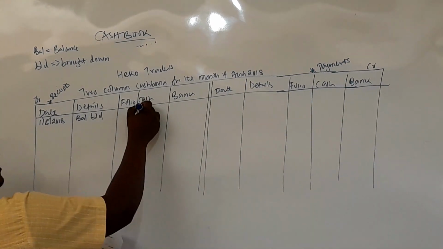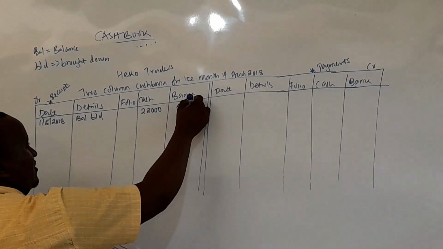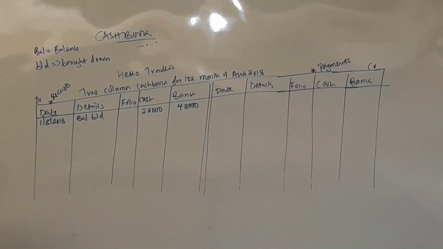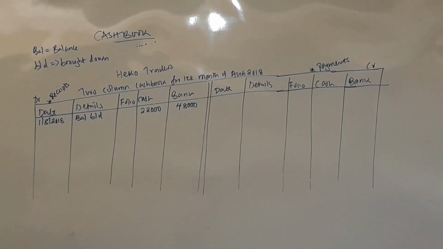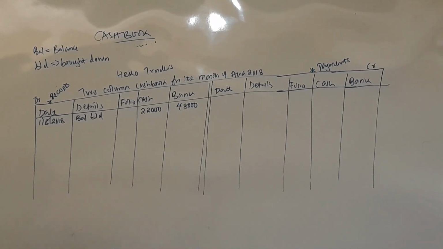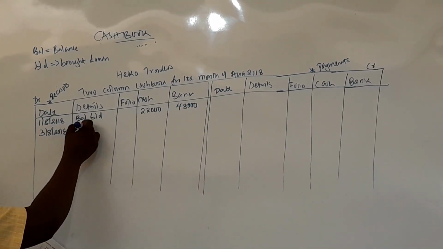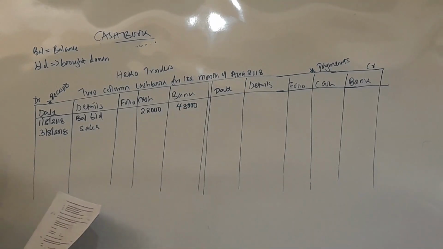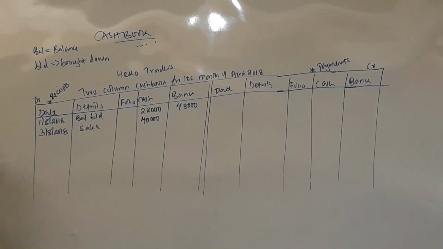Where we had cash of 22,000 and bank of 48,000. Then you are told date 3, we sold goods for 40,000 in cash. When you are selling, are we receiving money or are we paying? We are receiving. So here, date 3/8/2018, our details will be sales, and it was cash of 40,000. We record it in the column of cash.